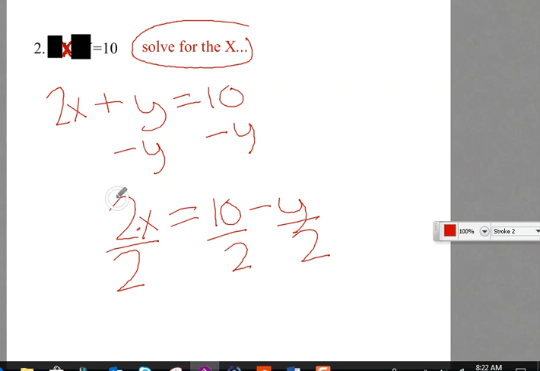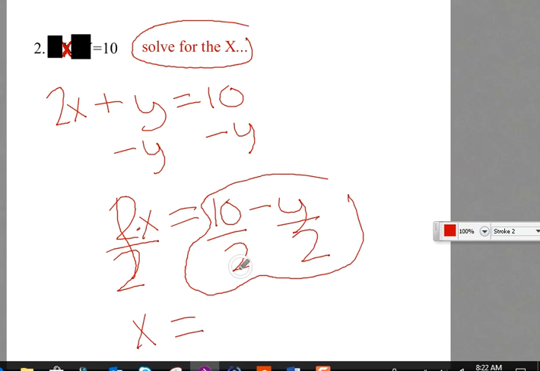Okay, so 2 divided by 2 leaves us with 1x. We have the x all by itself now. And now we're just going to simplify this. So go ahead and get out your calculator. 10 divided by 2 is 5.